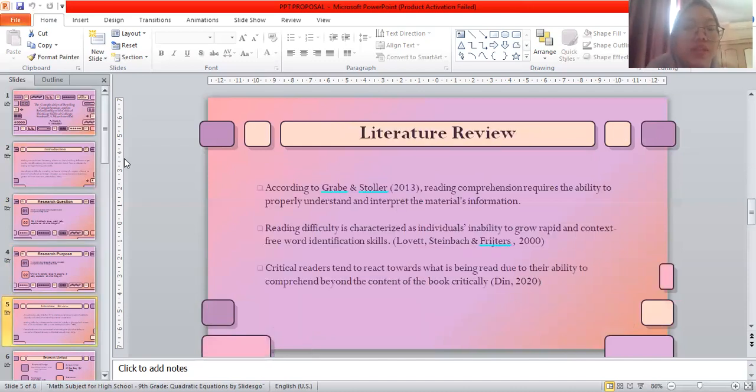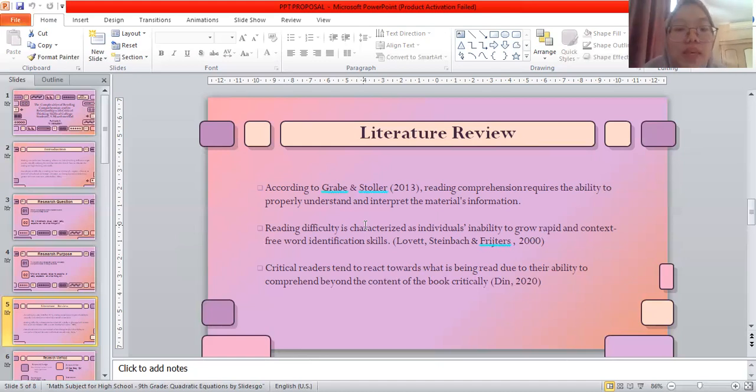And for the literature review, we carry on the literature review from Grabe and Stoller in 2013. It talks about reading comprehension, and it's not only from Grabe and Stoller. I will also take other literature from other researchers to determine reading comprehension, its definition, the importance of reading comprehension, the reading comprehension stages, and so on.